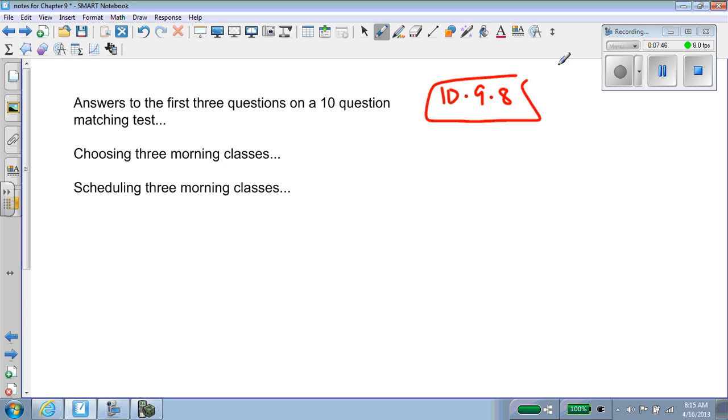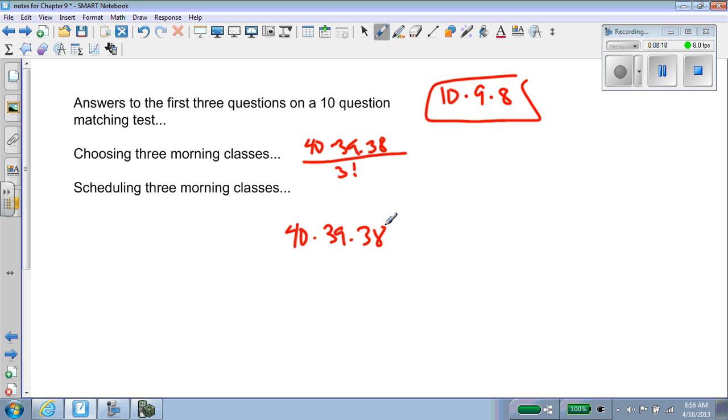How about choosing 3 morning classes? Not really, because if there are, let's say, 40 classes to choose from, 40, 39, 38, yeah, but just choosing them. Now, scheduling 3 morning classes, if there were 40, that does matter. And some of you know that.